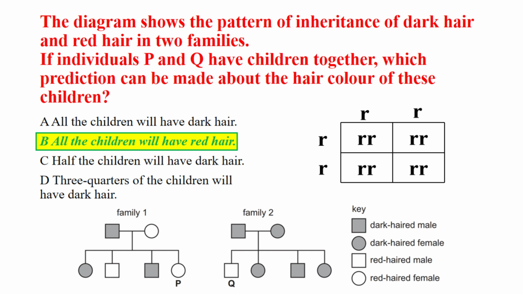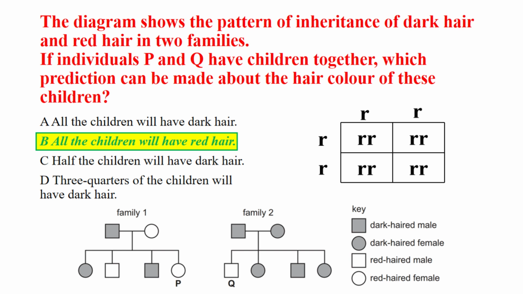So, what happens if both P and Q have children? Since both parents can only contribute a red hair allele, R, all their children will inherit 2 recessive red hair alleles, one from each parent, resulting in the genotype RR. So, the correct prediction is B, all the children will have red hair.